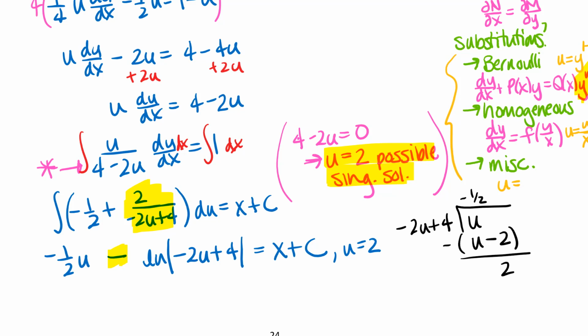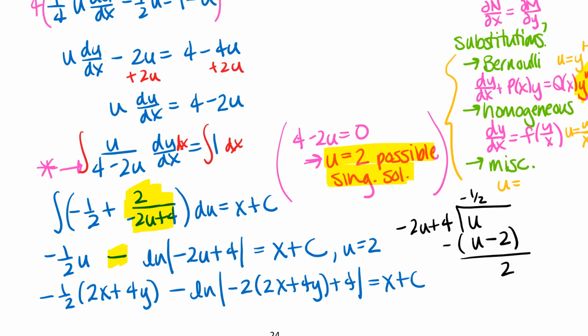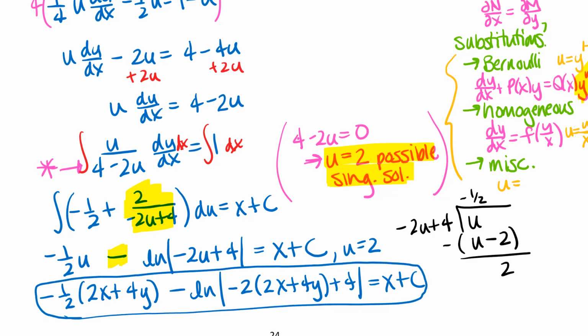And then I need to back substitute for u, so I'm just going to put in what we originally let u equal, 2x plus 4y. Alright, so here is our general solution that is in implicit form. Really can't solve that for y. And then I also have a singular solution, u equals 2. U was 2x plus 4y.